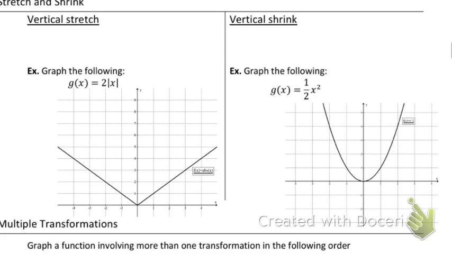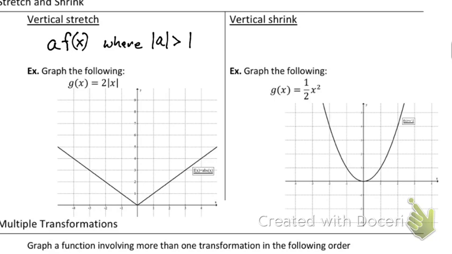is going to be anytime we have a value out in front of our parent function, let's call it a. So if I have a times f of x, you are going to have a vertical stretch anytime your absolute value of a is bigger than 1. That just means nothing between 1 and negative 1. Those will actually turn into shrinks.